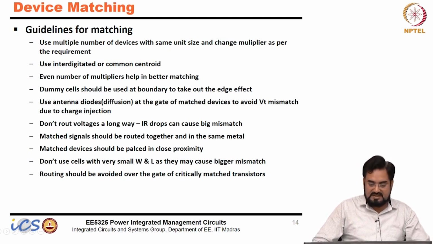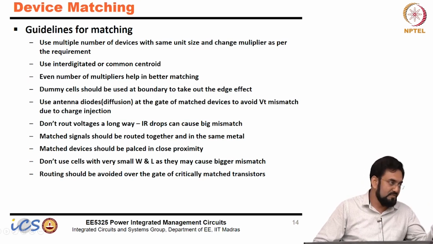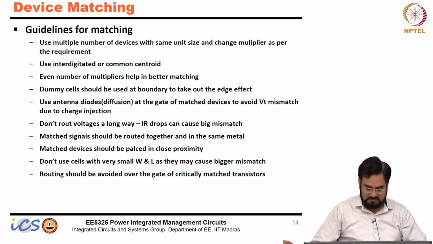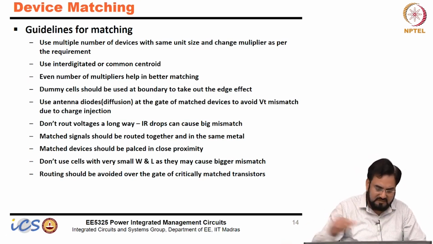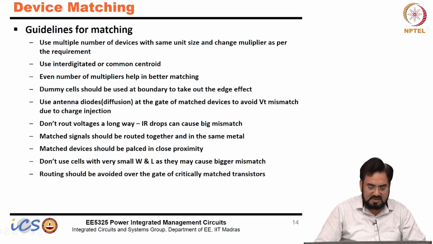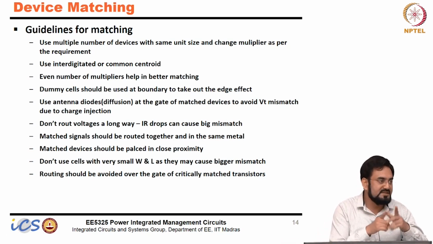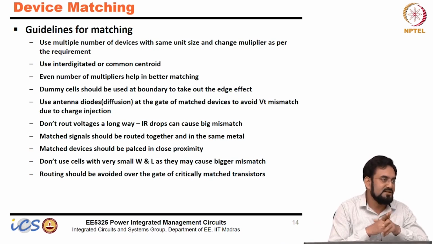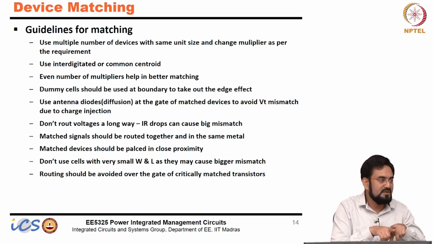Don't route voltages a long way, because IR drop will cause problems. So always try to minimize IR drop for high current routings. Matched signals should be routed together in the same metal layer. Okay, so if you want to match those, let's say you have a fully differential signal, always try to place them in the same layer and side by side.